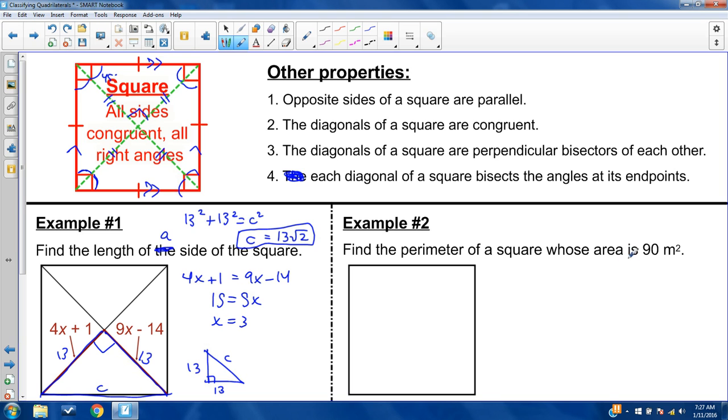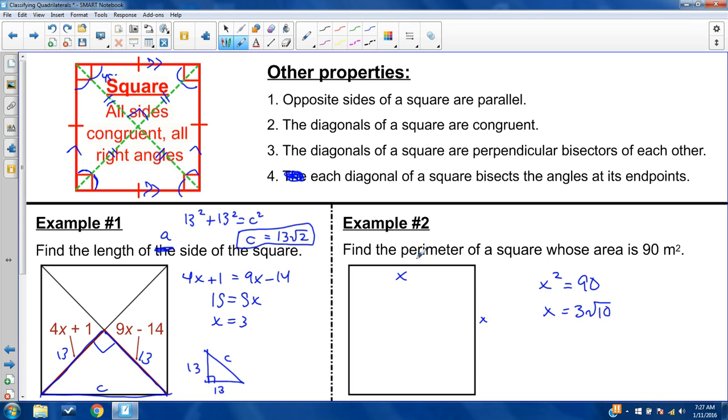Find the perimeter of a square whose area is 90 square meters. So a square has all congruent sides. That's one of the things to take in here, and this is base length and this is height length. Whatever the base and height are, I know they're both the same, and I do know that when I multiply them, I should be getting 90. So x is the square root of 90, which is 3 root 10.